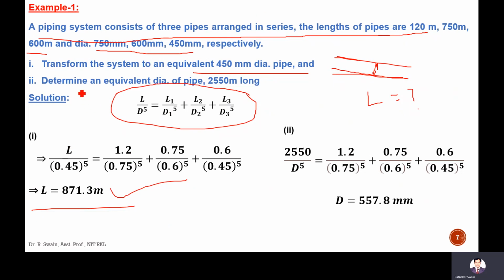The second bit is asking to determine the equivalent dia of the pipe if length is given. If length is given but D you have to calculate, then again the same equation you have to use, and if we put this L1, L2, L3, D1, D2, D3 and L value, we can calculate D, that is 557.8 mm.